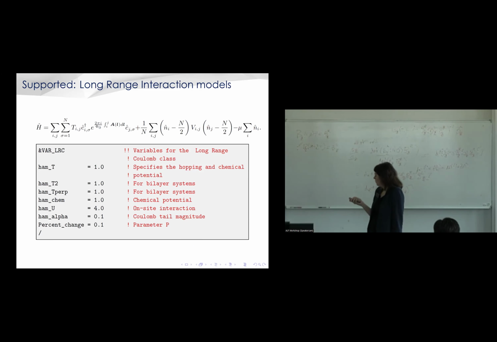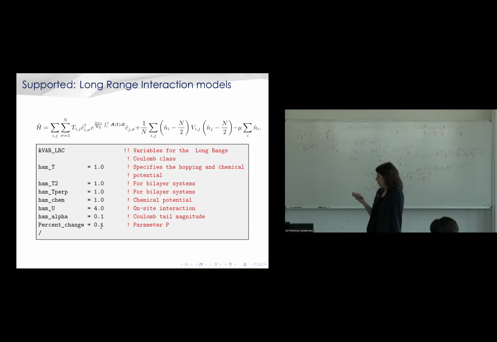We have long-range interaction models. So this is instead of nearest neighbor only, if you want a V that will decay, basically, as you get further and further apart between sites in the interaction. And there are some variables worth reading about. One is about the Coulomb tail magnitude, this ham alpha, which is different from some of the other models. And then this percent change is actually related to the algorithm and acceptance ratios. So this is something you can play with in this model.